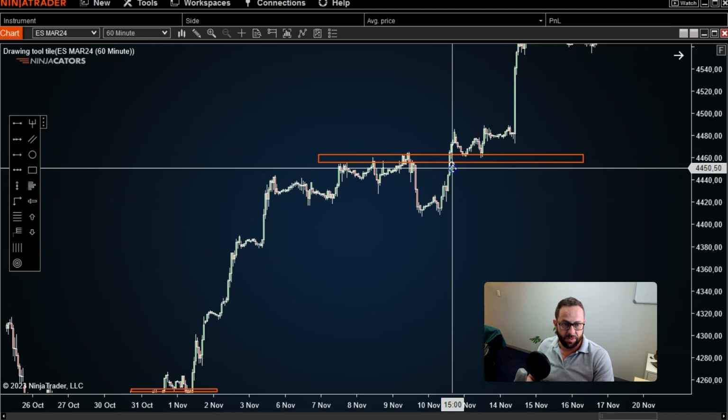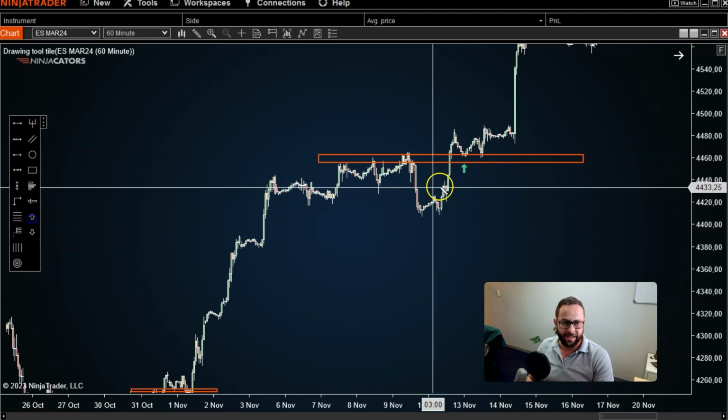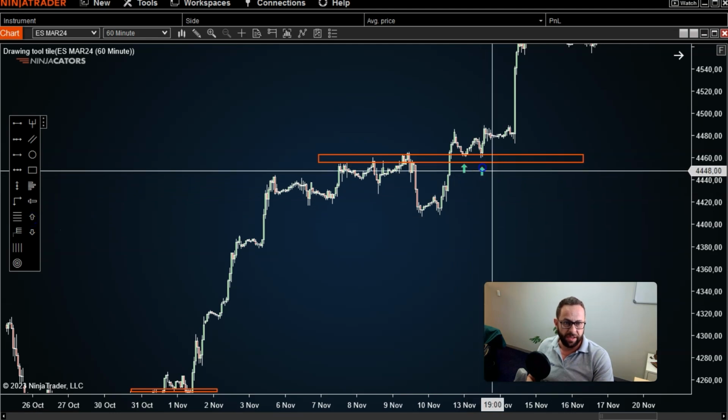And these zones will typically act as support or resistance and offer the ideal trade locations to potentially take a trade.